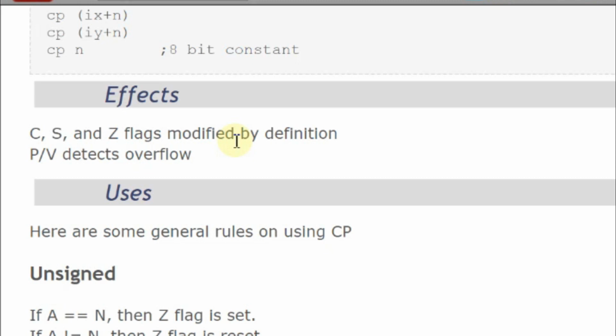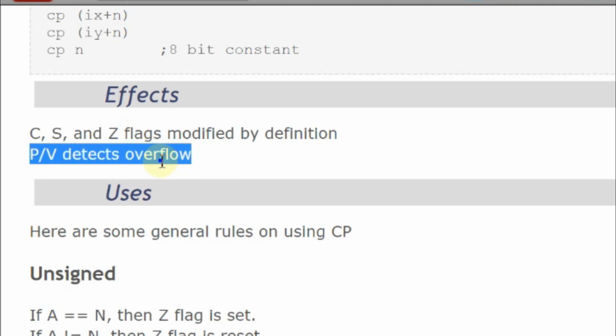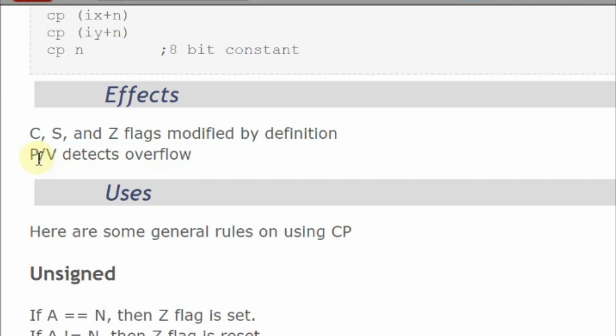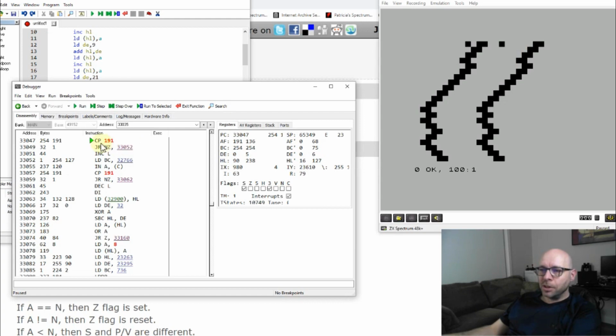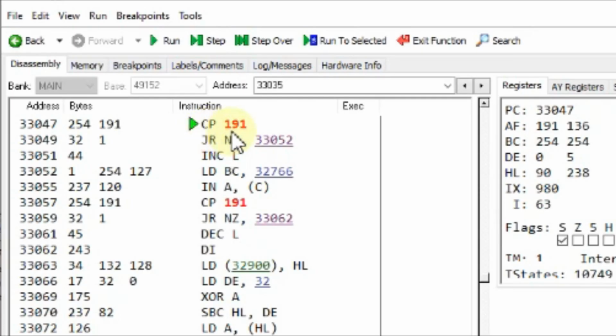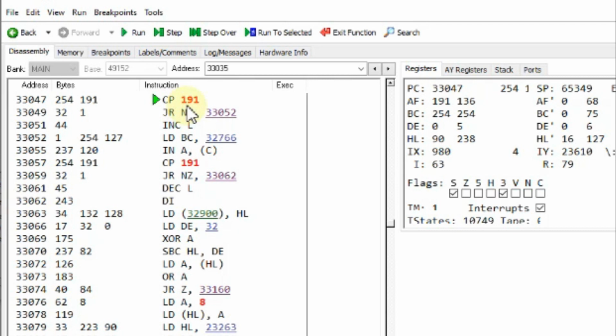So those get modified by whatever happens with our calculation. If the result of our subtraction causes a carry, or it causes a negative value, or if it causes a zero value, then it will set these flags. And PV detects overflow. Since the parity overflow bit can either act as parity or overflow, this is just telling us that it is going to act as an overflow bit. So it says here, detects overflow. And we can see that his next instruction is comparing 191. That's going to subtract 191 from the A register, and then the result is going to set the values of the bits in the flag register.